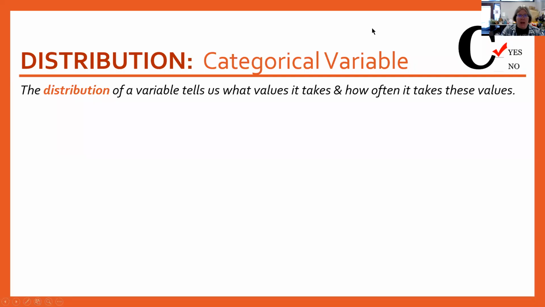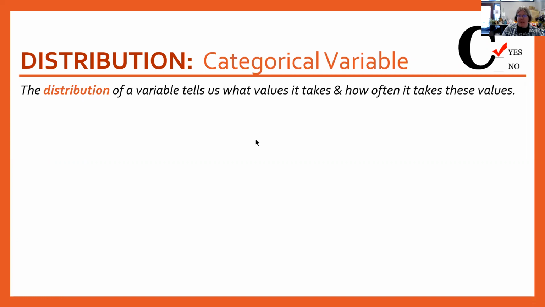All right, we're going to start by looking at graphs for categorical variables, but before we can do that, we need to define what the distribution of a categorical variable is. In general, the distribution of a variable tells us what values that variable can take on. So if I asked, what's your eye color? You could say green, brown, blue, right? There's a lot of different choices there. Those would be the values, and then how often it takes those values on.